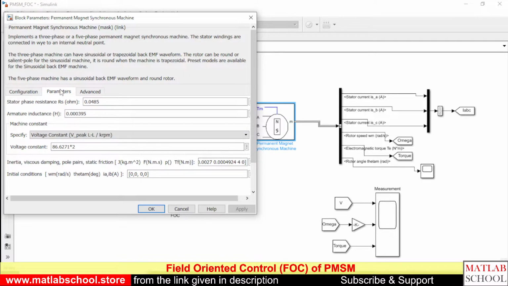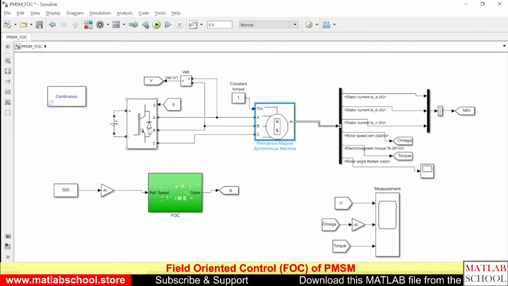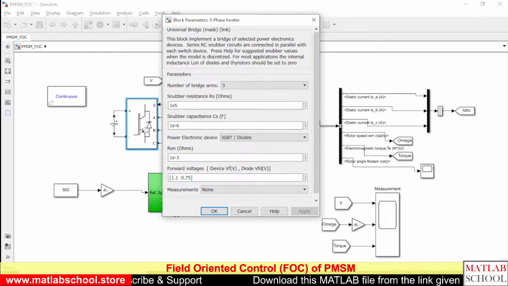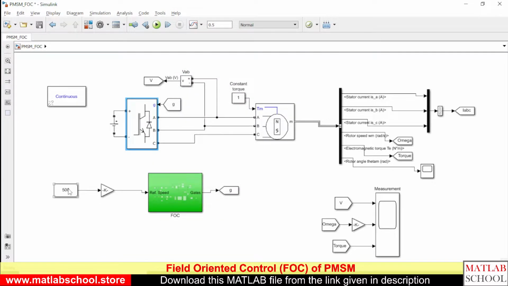And these are the values of the voltage constant and other parameters associated with the PMSM motor. And these are the bridge converter values. The reference speed that I am going to give here is 500 RPM. So this block converts RPM to radians per second.